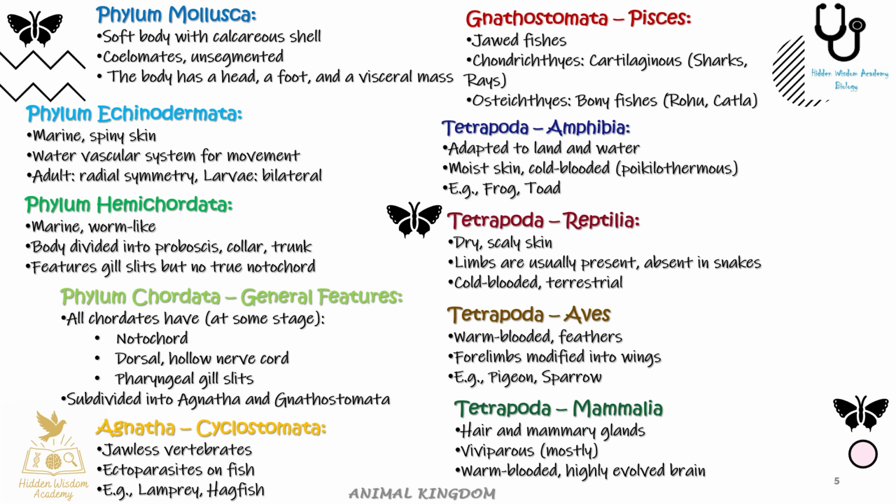Agnatha includes jawless vertebrates such as lampreys, which lack paired fins and jaws. In contrast, Gnathostomata comprises jawed vertebrates and is further categorized into Pisces and Tetrapoda.